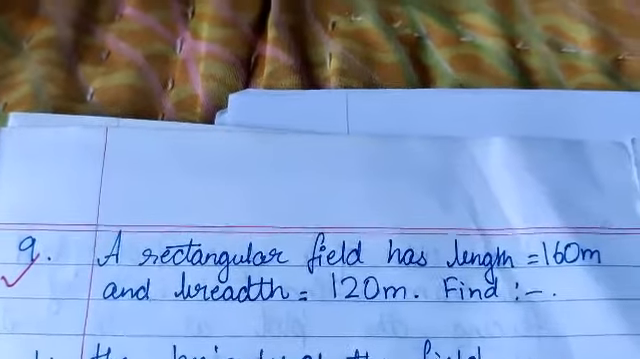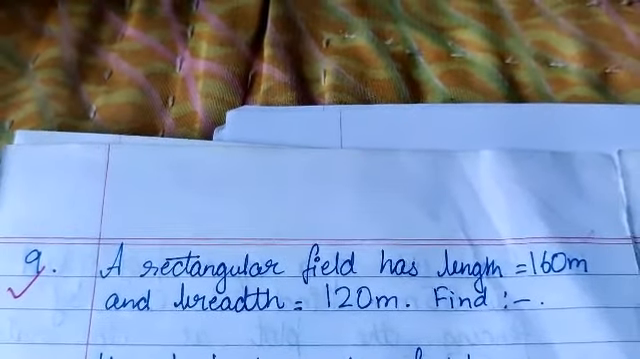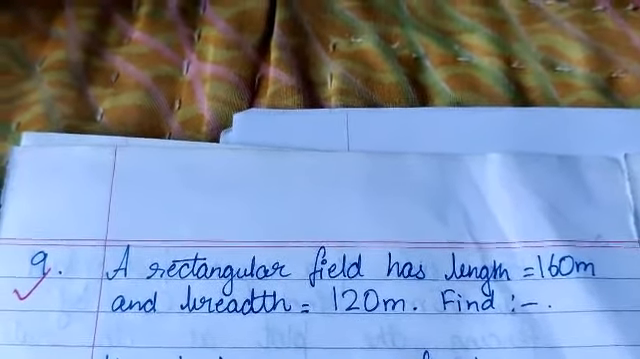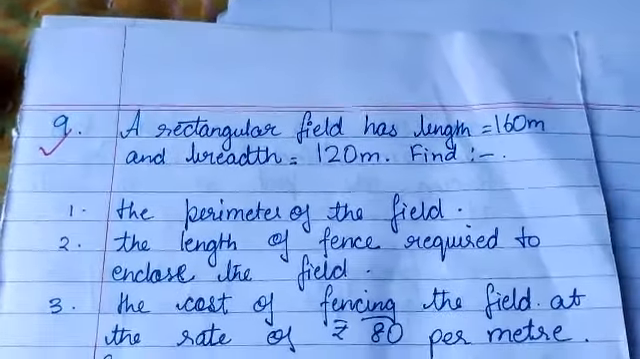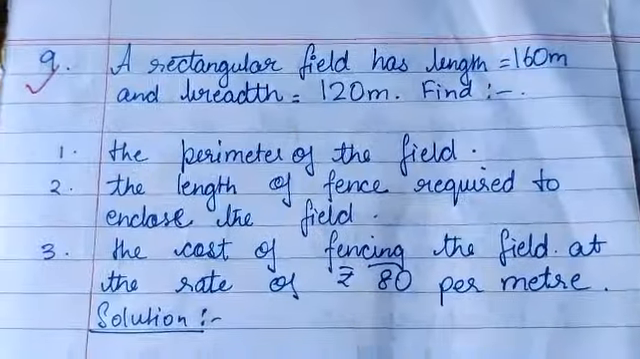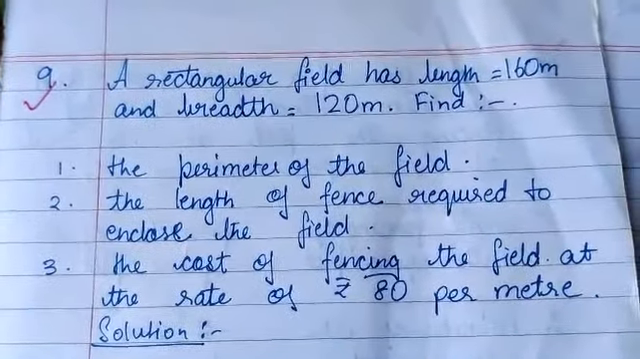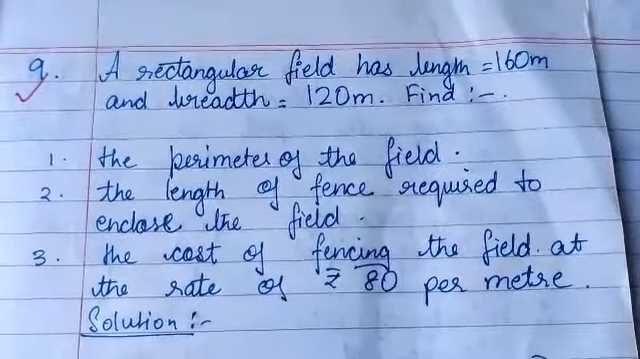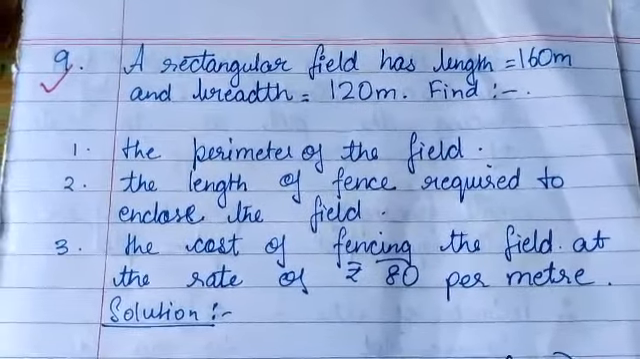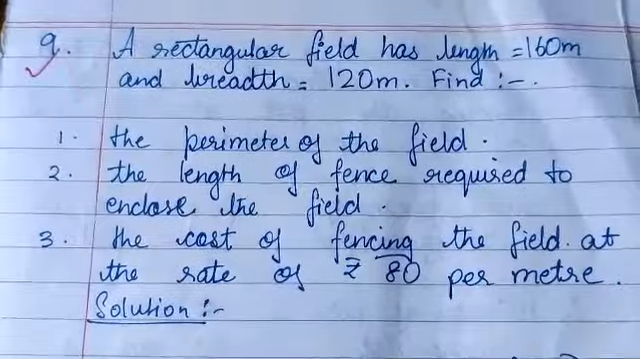Now they have told us that a rectangular field has length 160 meters and breadth 120 meters. They have asked us to find the perimeter of the field, the length of fence required to enclose the field, and the cost of fencing the field at the rate of 80 rupees per meter.